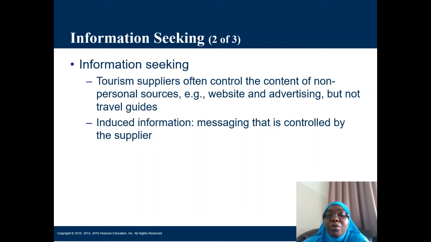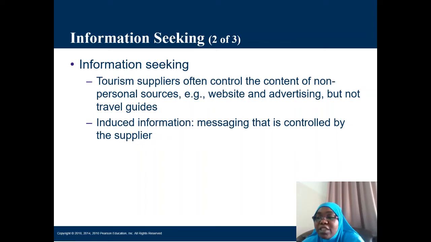Then we have what we call induced information. These are messages that are controlled by the supplier. Like I mentioned earlier, the suppliers actually control the content. So when we say induced information, these are the information that are being controlled by the supplier. It's the suppliers that will tell you that, okay, if you travel within this period, then we're going to give you 10% discount. You understand?